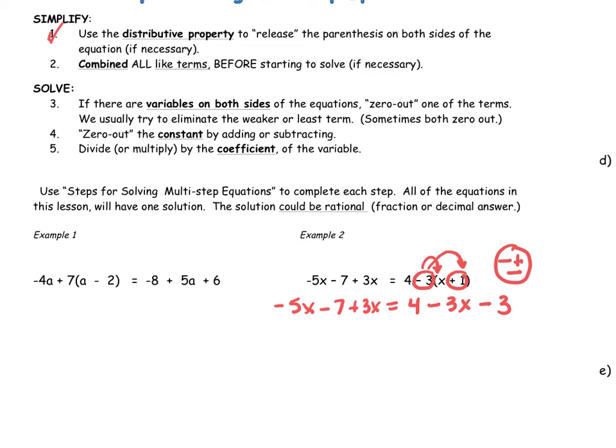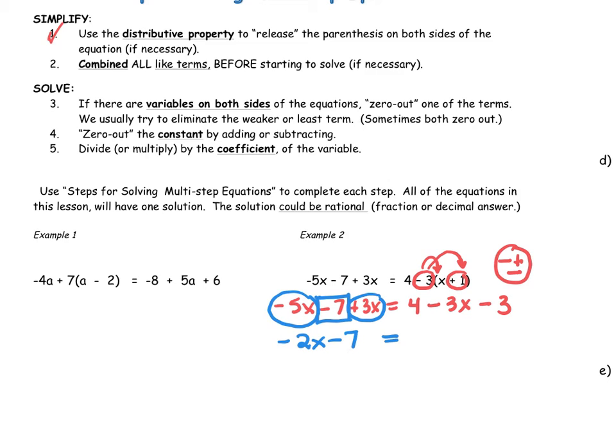I'm going to start on the left-hand side, and I see I have negative 5x and positive 3x. So I'm going to put those together. Negative 5 plus positive 3 is negative 2x. And this term, constant, is all by itself. So I'm just going to drop it down as minus 7.